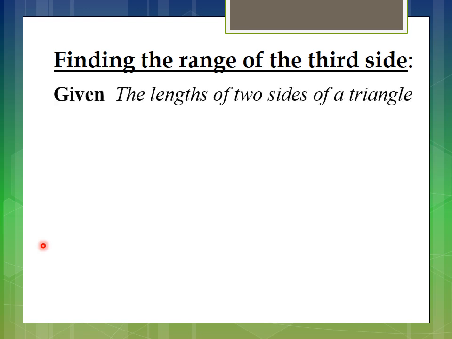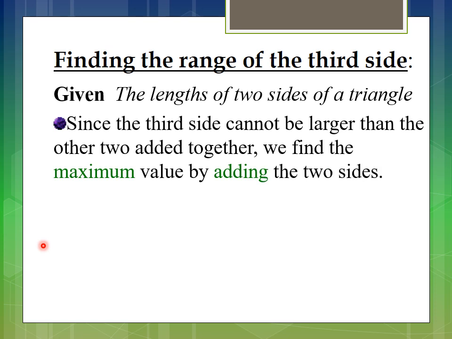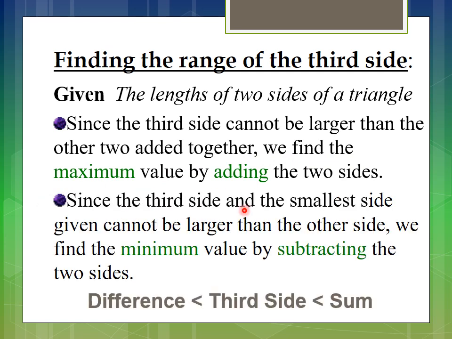Given the lengths of two sides of a triangle, since the third side cannot be larger than the other two added together, we find the maximum value by adding the two sides. Since the third side and the smallest side given cannot be larger than the other side, we find the minimum value by subtracting the two sides. Difference less than third side less than sum.